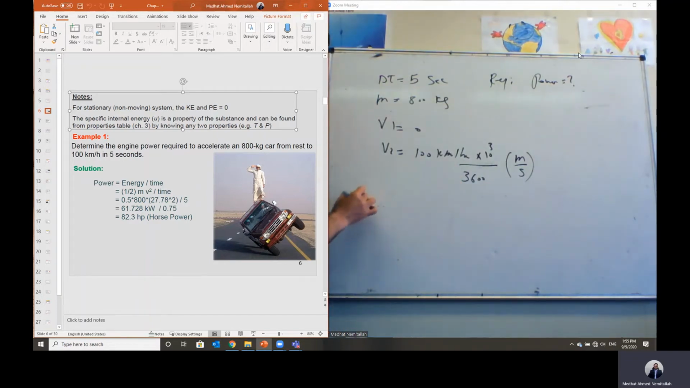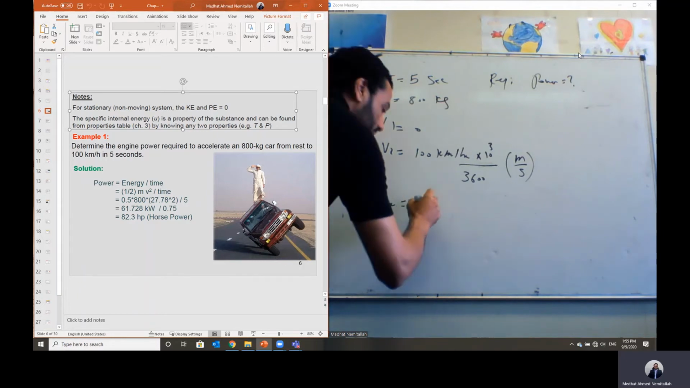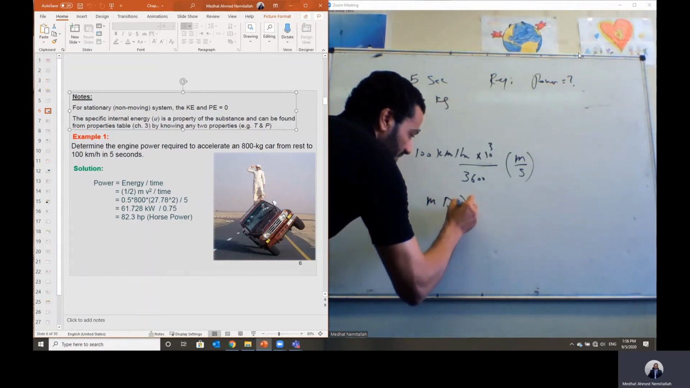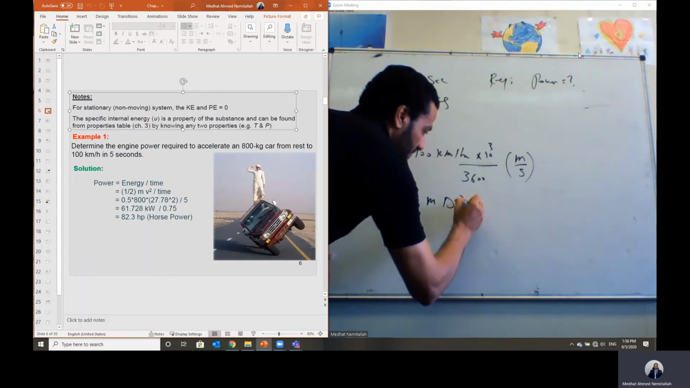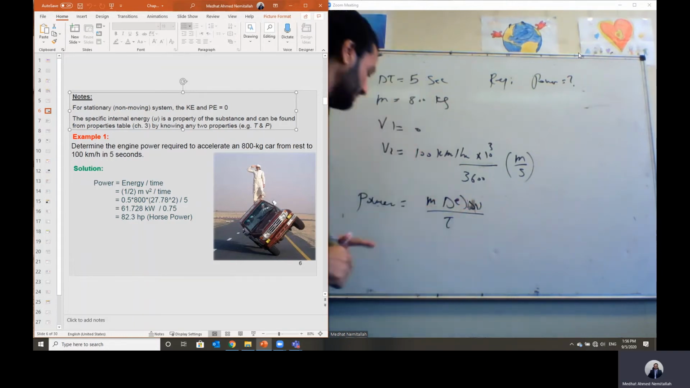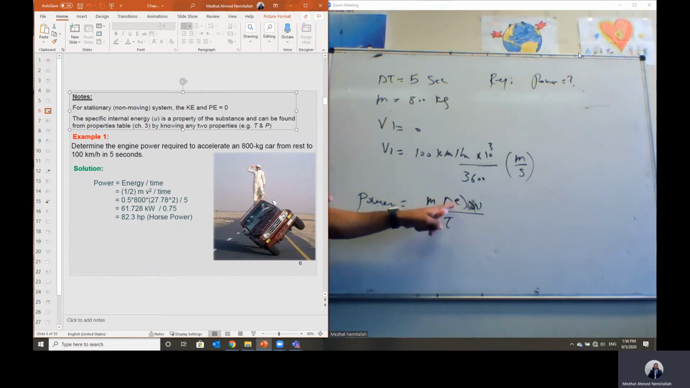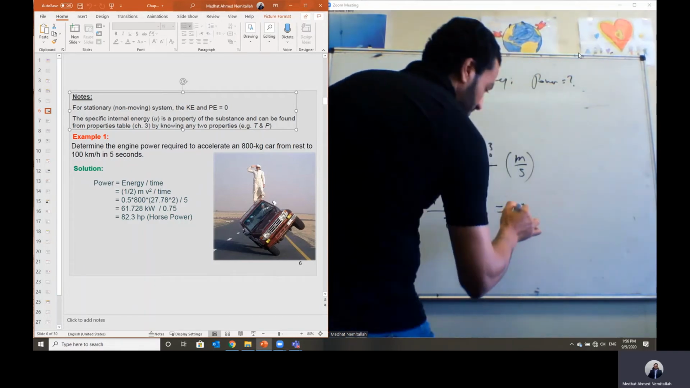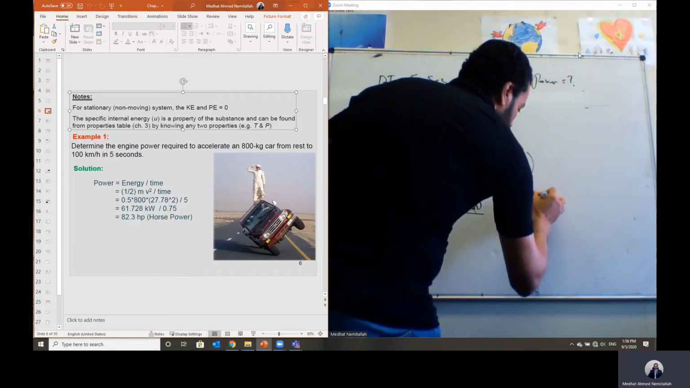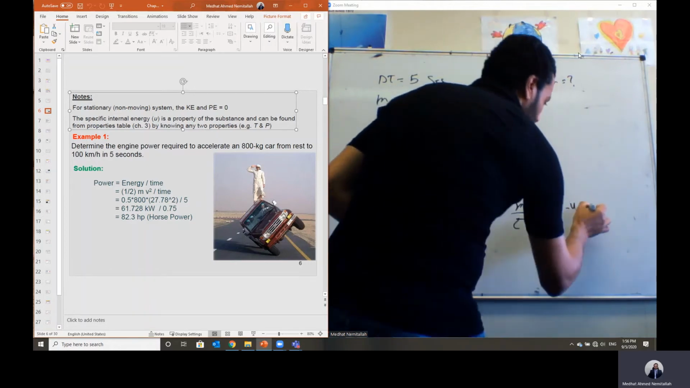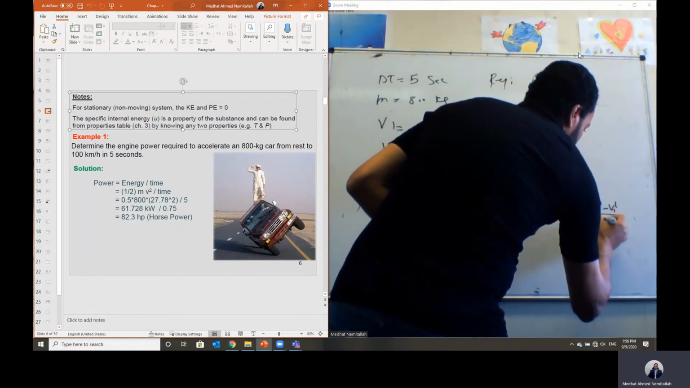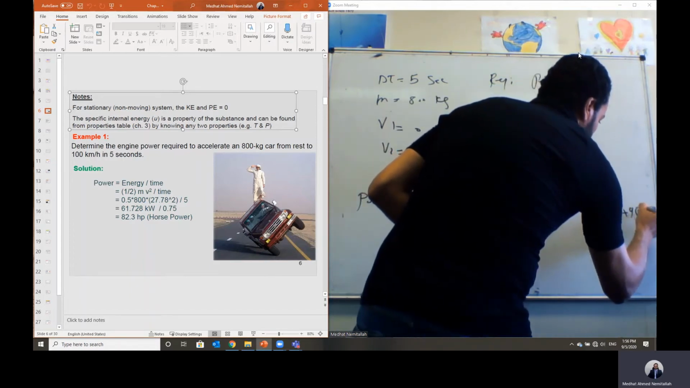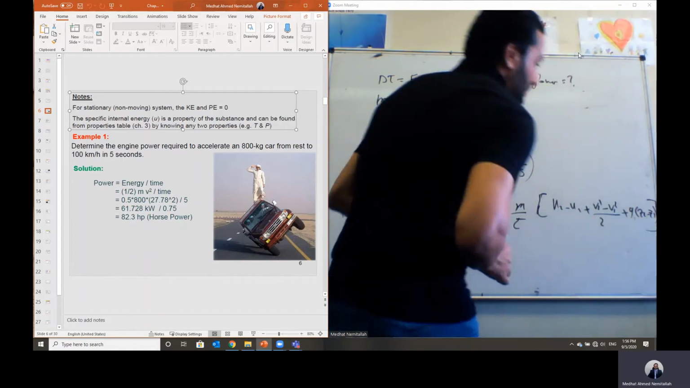So we said the power we have defined as the power is equal to mass multiplied by the change of energy of the system divided by time. Power is the total energy per unit time. Total energy is the change of specific energy multiplied by mass, divided by time in this case. And this is equal to mass divided by time multiplied by the change of energy of the system, which is U2 minus U1 plus (V2 squared minus V1 squared) divided by 2 plus g multiplied by (Z2 minus Z1).